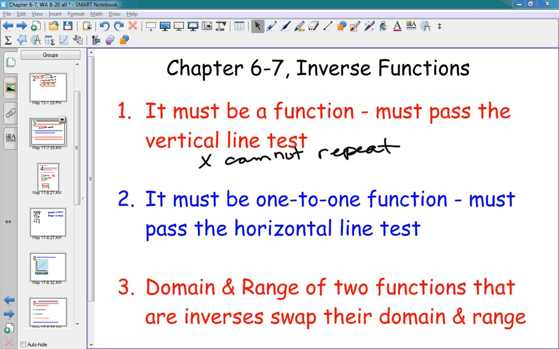6.7 Inverse functions. In order to have an inverse, you must first be a function. Remember back in the day when I had the ice cream and candy example? I said, how many people in here want ice cream? You raise your hands. How many people want candy? You raise your hands. And I said, because everybody voted, we are a function.